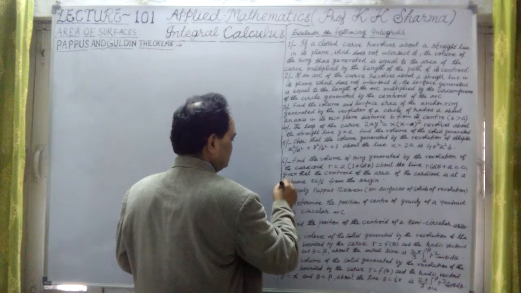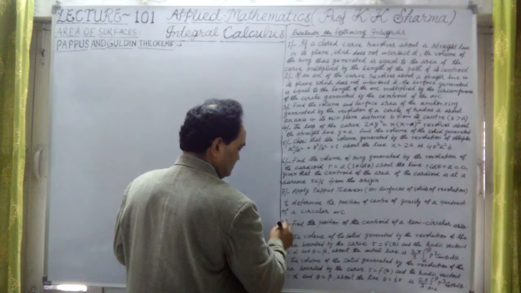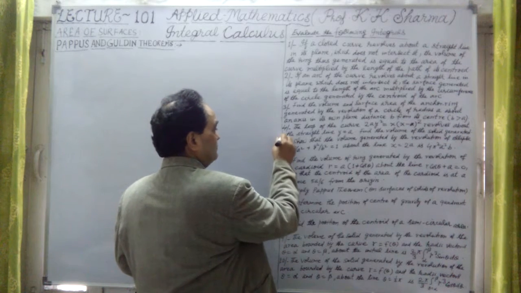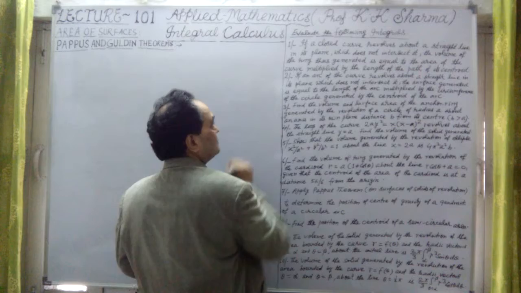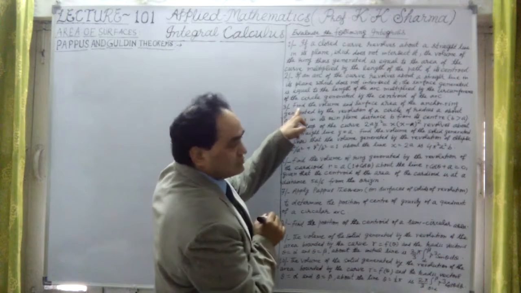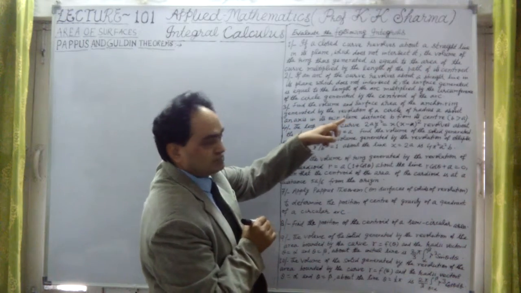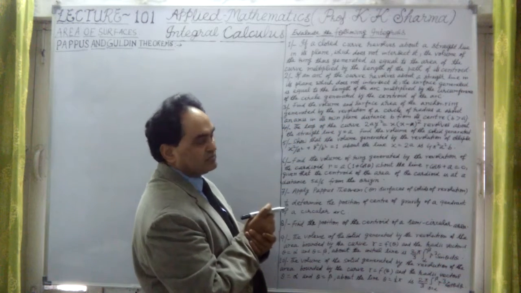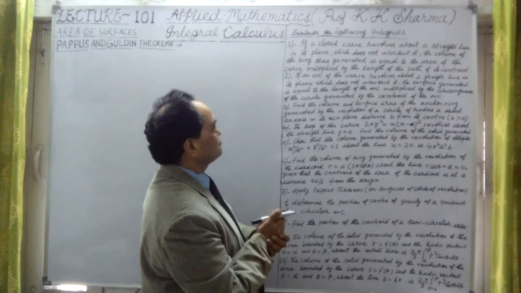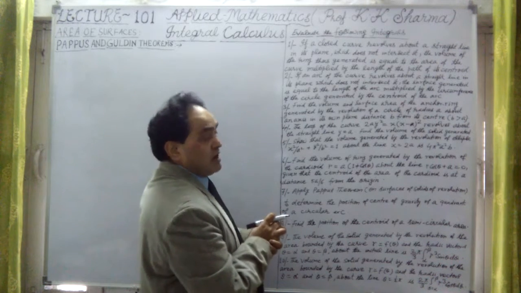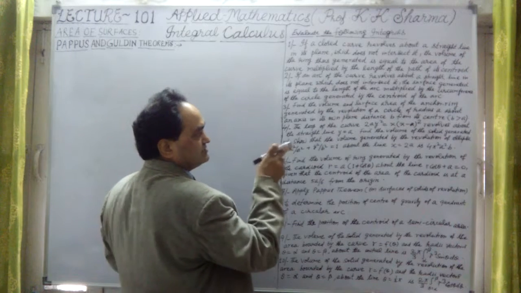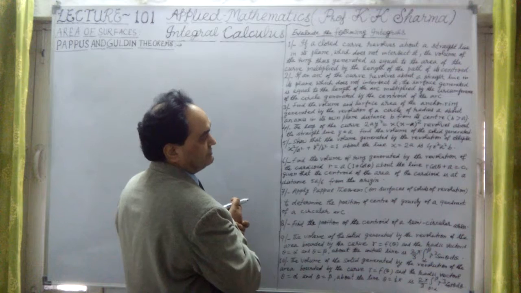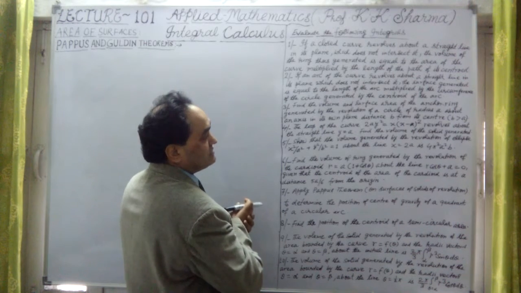These are not centroid theorems, but volume and surface of revolution theorems, including the centroid. Now question number 3 says, find the volume and surface area of the anchor ring generated by the revolution of a circle of radius a about an axis in its own plane, distance b from its center, where b is greater than a.